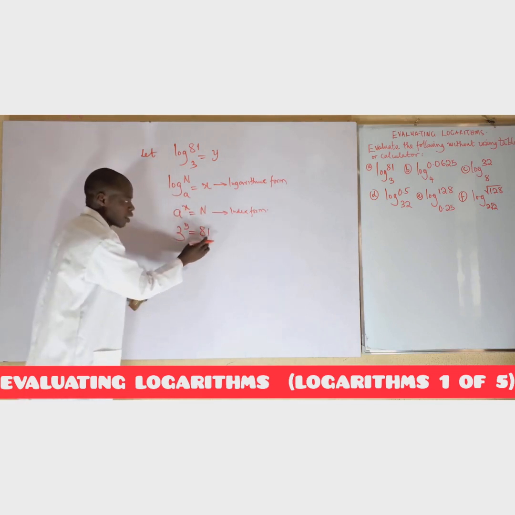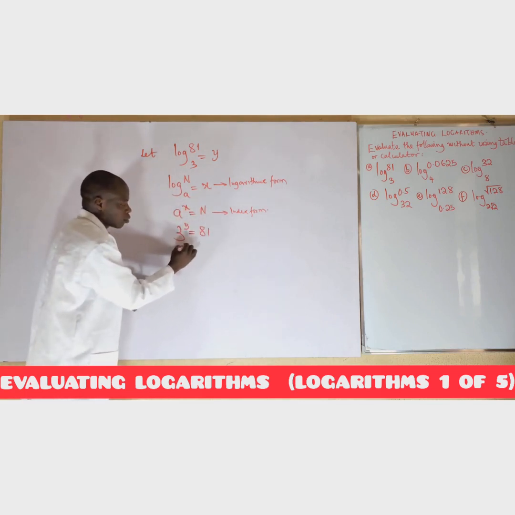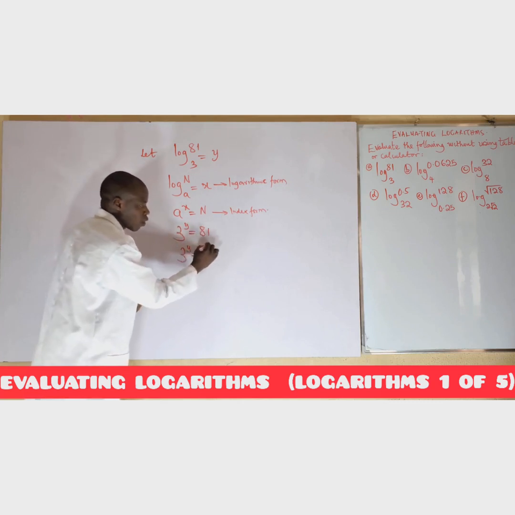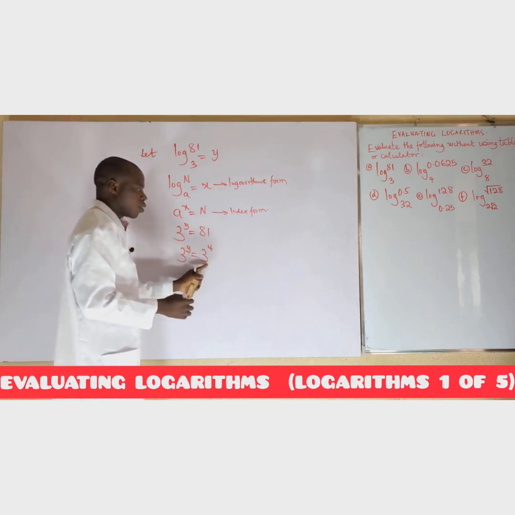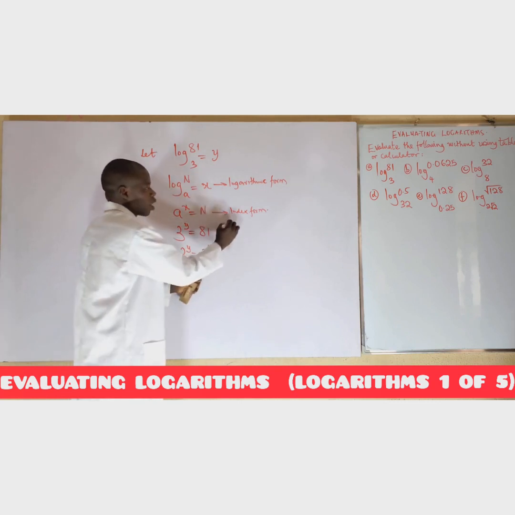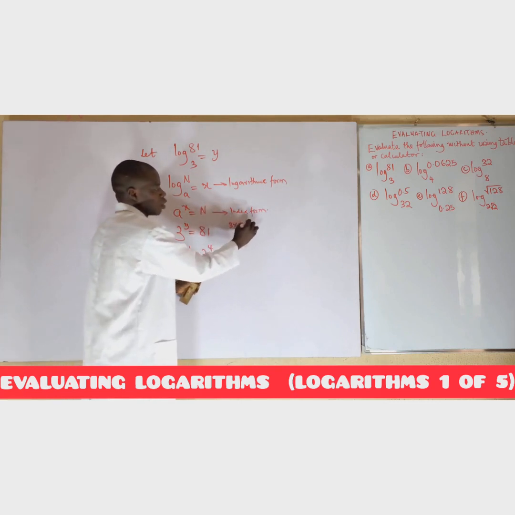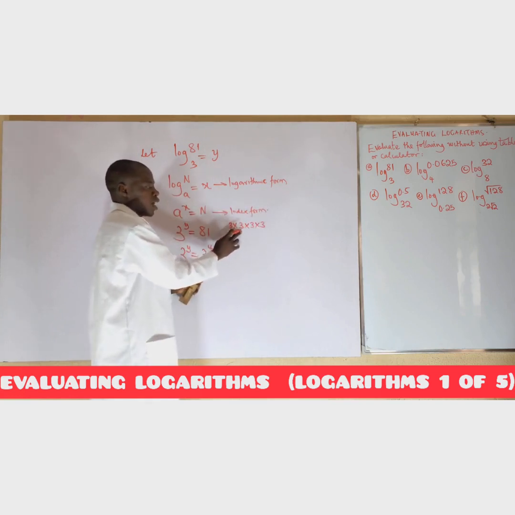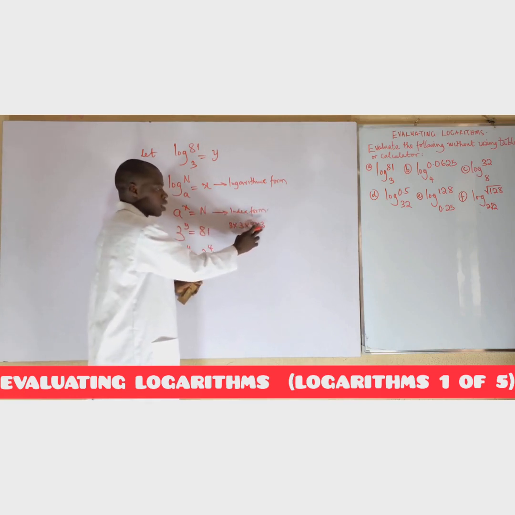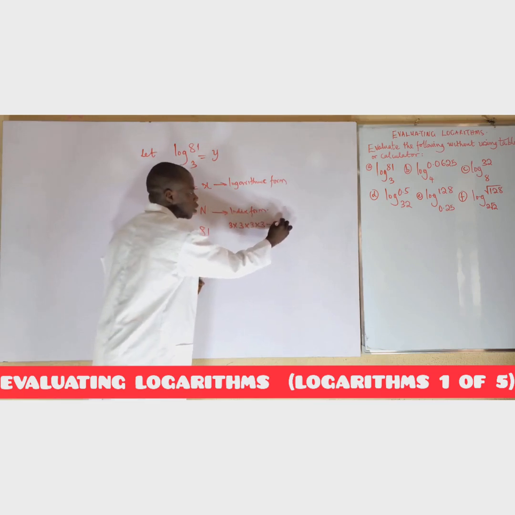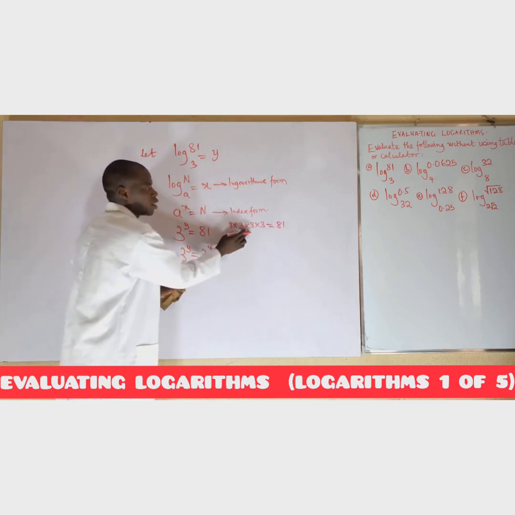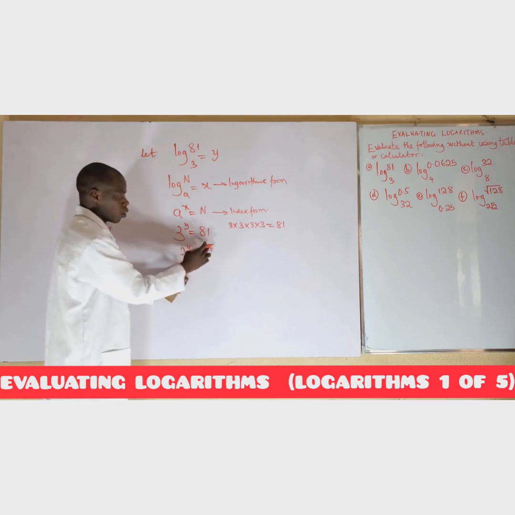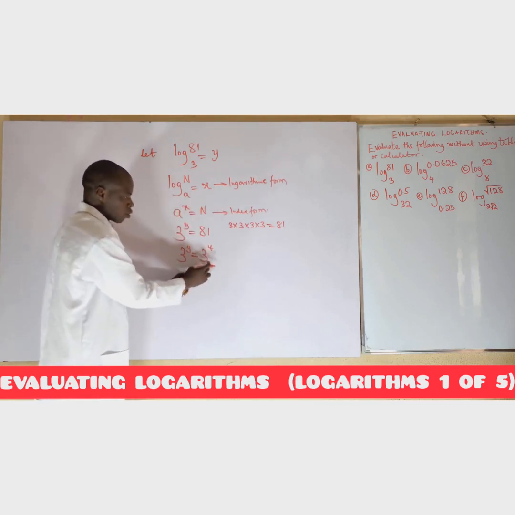That means I can rewrite 81 as 3 raised to the power 4, that is 3 in 4 places. When you have 3 times 3 times 3 times 3, 3 times 3 is 9, 9 times 3 is 27, 27 times 3 gives us 81. So I'm writing this in index form, 3 in 4 places, that's why I have 3 raised to the power 4. And that is 81 equals 3 raised to the power 4.